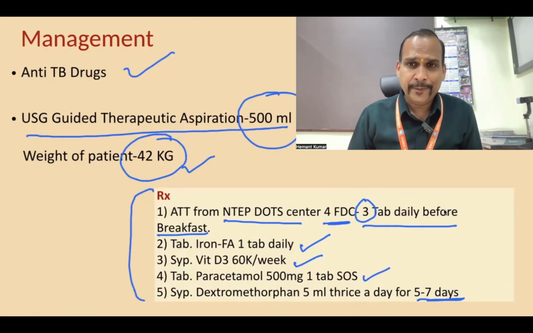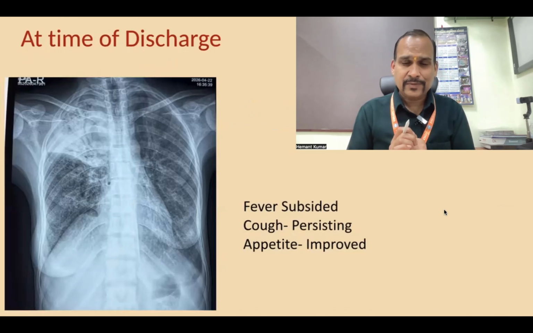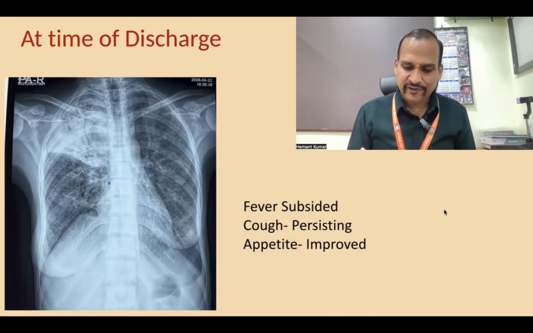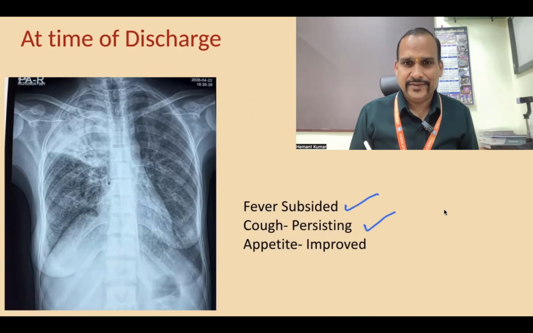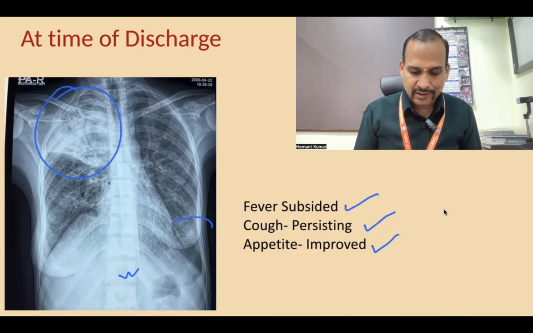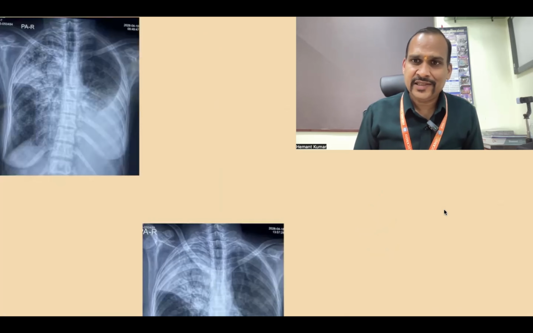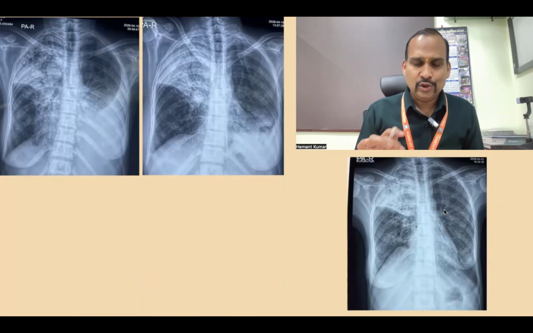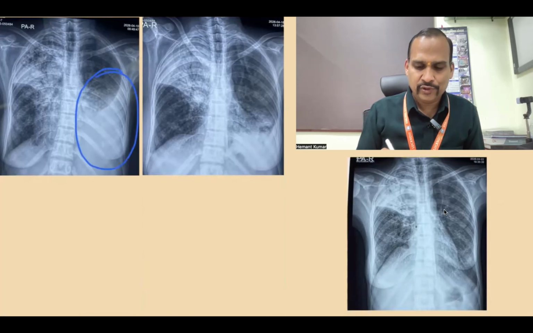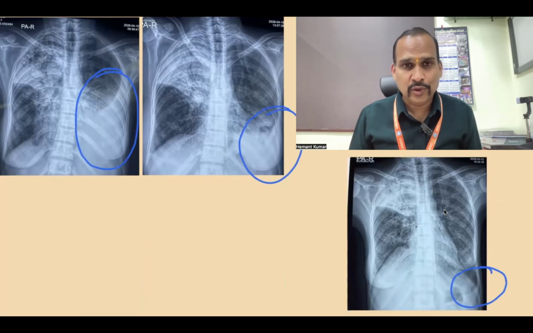So this is how we have to approach a patient, how we have to investigate, and how we have to treat the patient. At the time of discharge, the patient was symptomatically better. The fever had subsided, the cough persisted, the appetite improved, and this is the X-ray taken at the time of discharge. You can see there is consolidation, but there is no effusion. The effusion has subsided. So this is the first X-ray, this is the second X-ray, this is the third X-ray. In the first X-ray there is a lot of pleural effusion, in the second X-ray minimal pleural effusion, and in the third X-ray there is no pleural effusion.